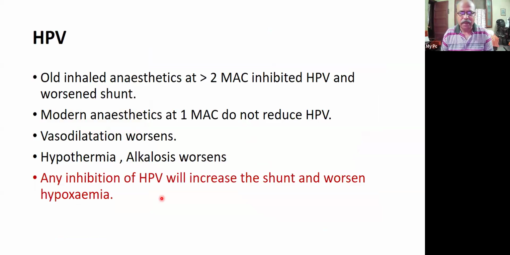So what is HPV? Now, old anesthetics at more than 2 MAC inhibited the HPV and worsened the shunt. Modern anesthetics like sevoflurane or isoflurane or desflurane that we use nowadays, at 1 MAC they do not reduce the HPV. But if you are using a vasodilator, it will worsen the HPV. And so will conditions of hypothermia and alkalosis. They worsen the HPV. And any inhibition of HPV will increase the shunt and worsen the hypoxemia.